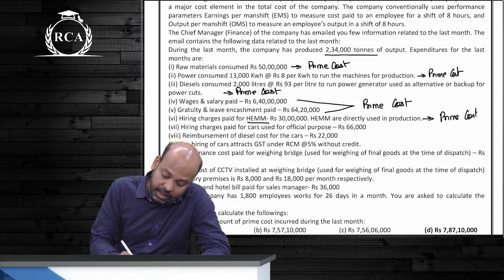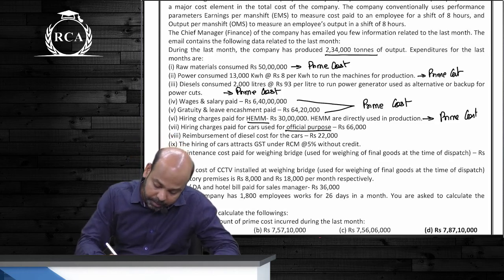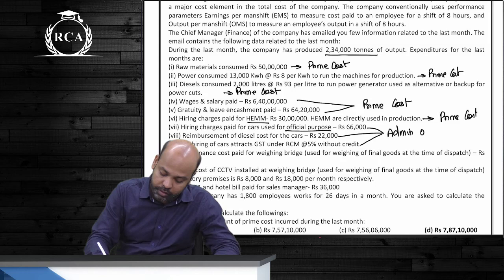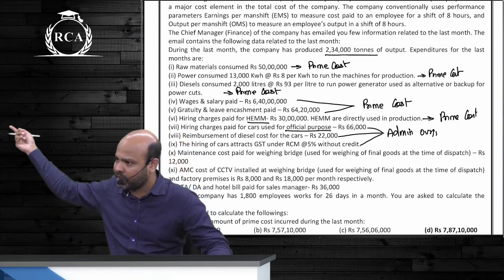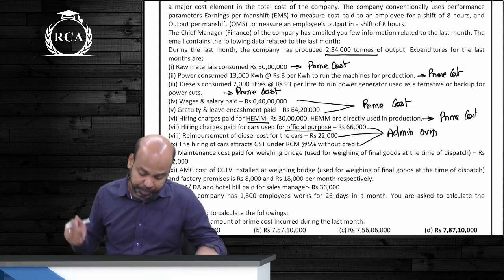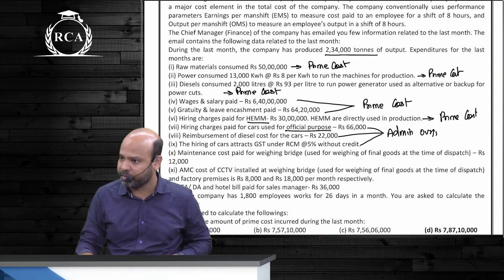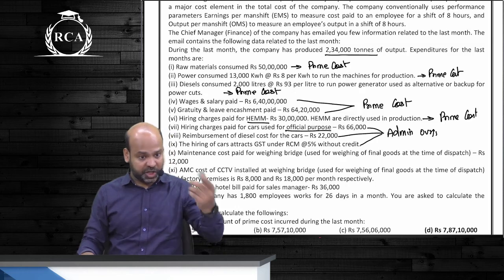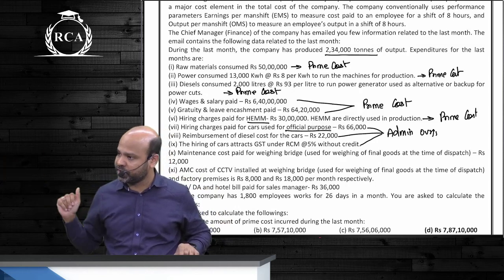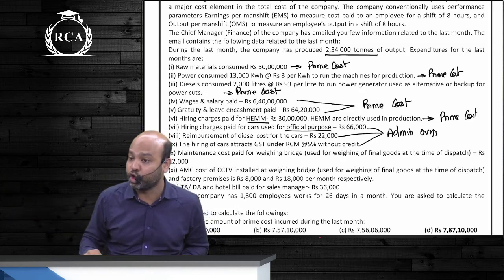Hiring charges paid for cars used for official purpose. Admin overheads. Excellent, guys. Reimbursement of diesel cost, including GST. All of this will come under admin overheads. बेटा ये किसका diesel cost reimburse कर रहे हैं? कार ना? When car का charge beta is admin overheads, don't you think diesel also will come under that only? So 66,000 plus 22,000 plus 5% RCM. Did I also explain the concept of RCM? I said reverse charge mechanism. You have to pay GST. The recipient of service only has to pay GST. Thereafter he can claim credit of GST if you are registered. If you are not registered, it is included in your cost. यहाँ पे it says you cannot claim credit. So what should you do?